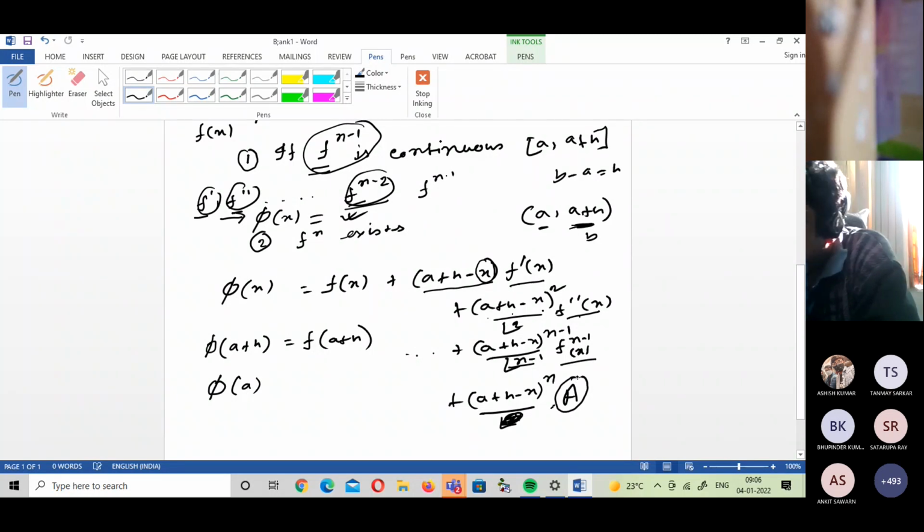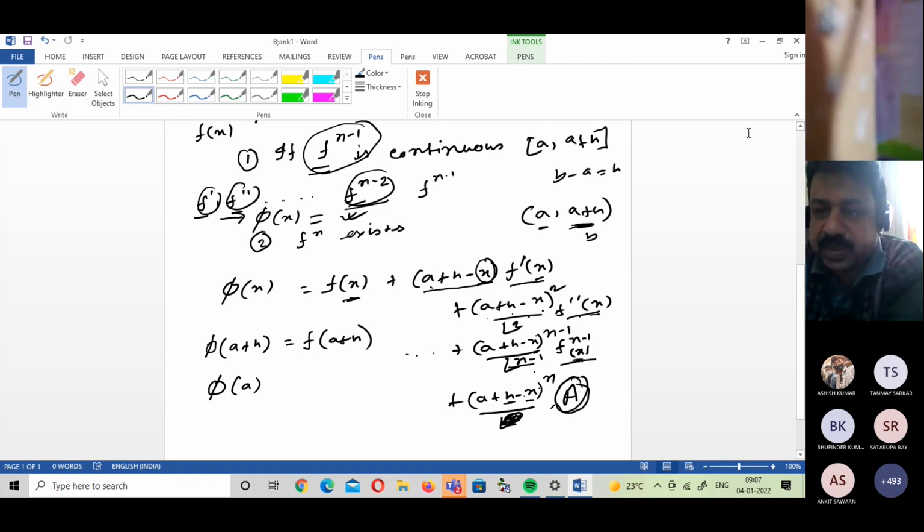Now, if you put phi of a, look at here. F of a plus h minus a, that is h into f dash a, h square by factorial 2 f double dash a, up to h to the power n minus 1 by factorial n minus 1 f of n minus 1 a. And look at the last term: h to the power n, if you put x equals a, h to the power n into capital A.